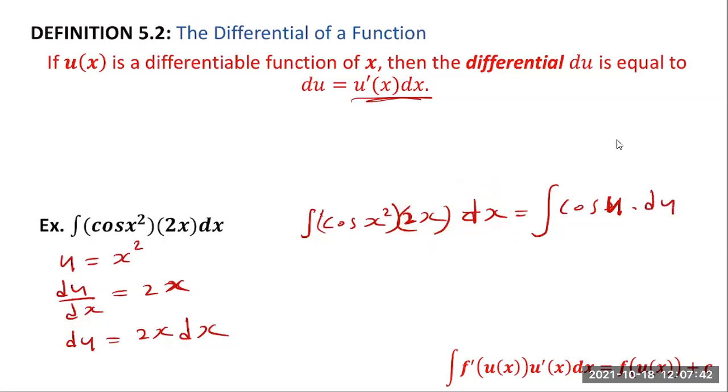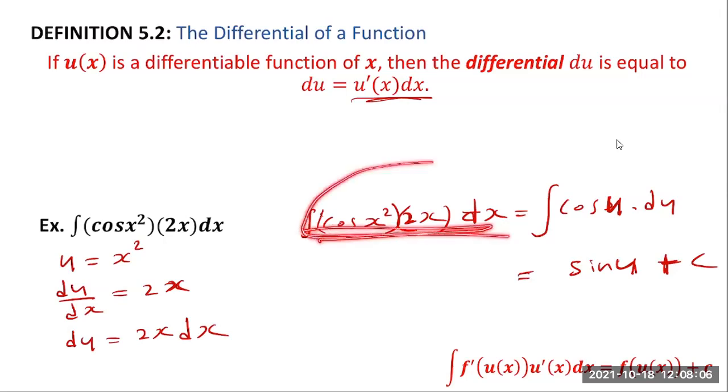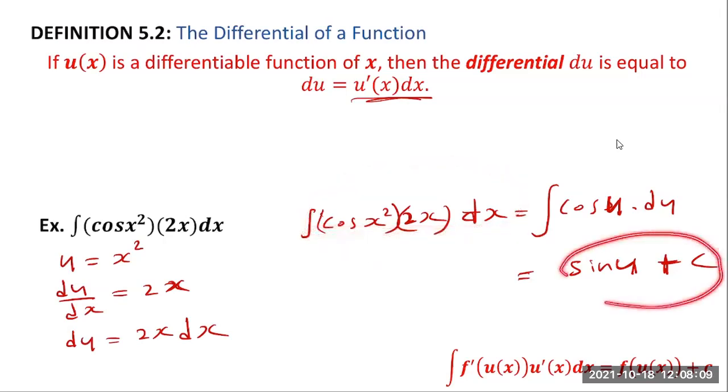Now, as you can see, this is a familiar integral to you. You know how to integrate cosine u. The integration of cosine u would be sine u plus c. Of course, you should have a constant. But remember, you are not done yet, because your original integration was in terms of x. So you need to leave your final answer in terms of x. All you need to do is replace this u by x squared, because you know that u is equal to x squared. That's the substitution that we used. So this is equal to sine x squared plus c.